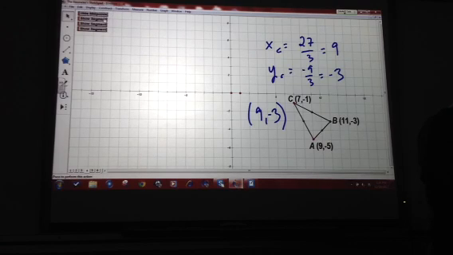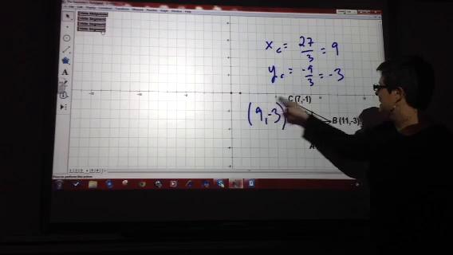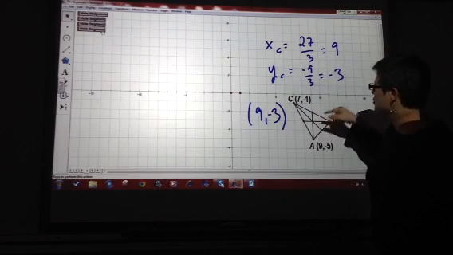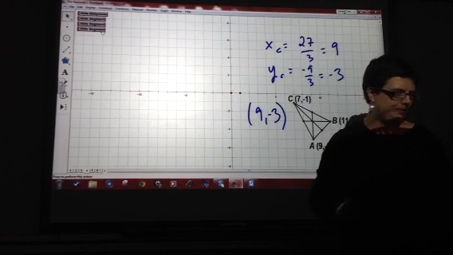Here's what you're taking a look at graphically. Notice at 9, negative 3, boom, stick, you actually have that centroid.